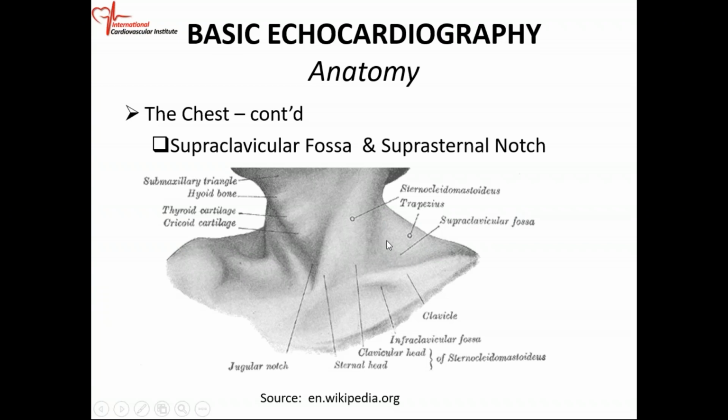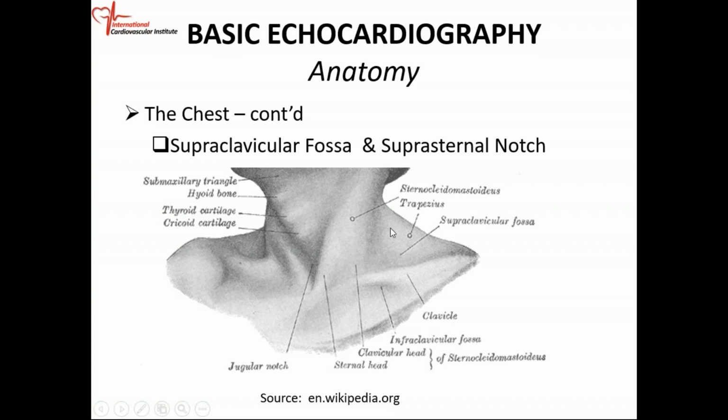We commonly put our transducer there to get an image. This is your jugular notch or suprasternal notch. Suprasternal because it's at the uppermost portion of the sternum, and notch because it's a little indentation right there. A common position for us to place our transducer. The other name for it is jugular notch, or supraclavicular fossa and suprasternal notch.